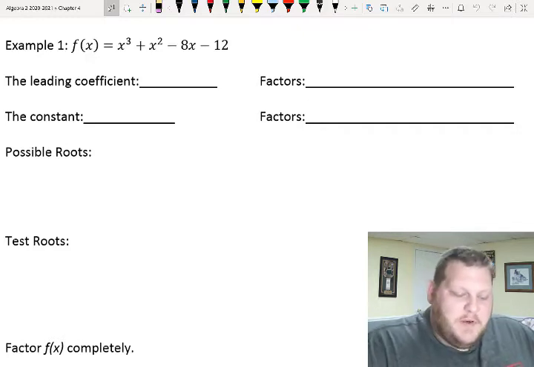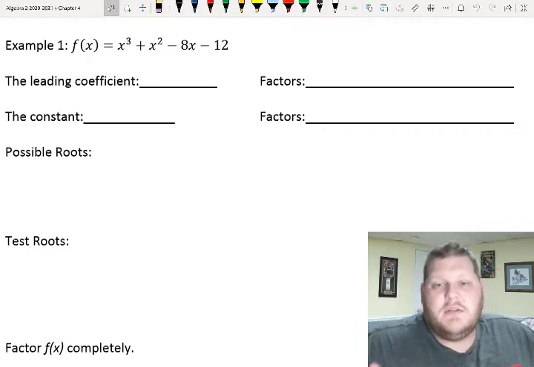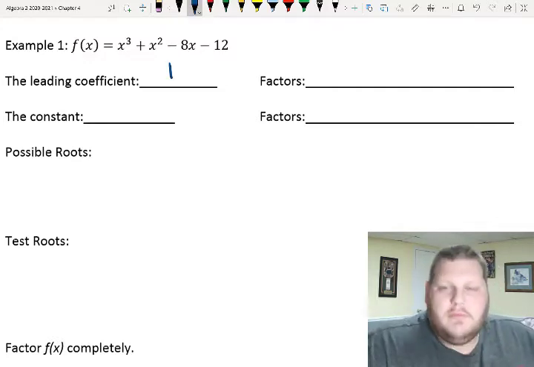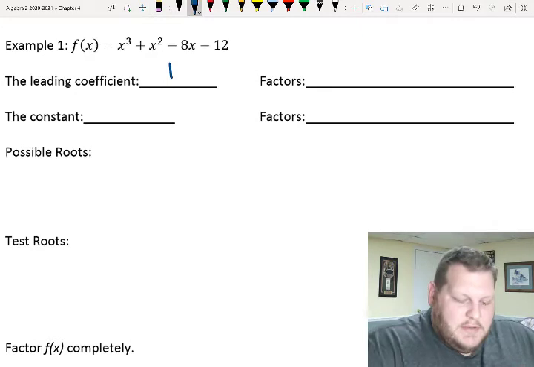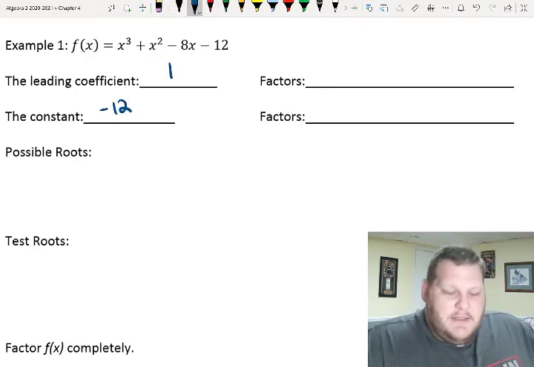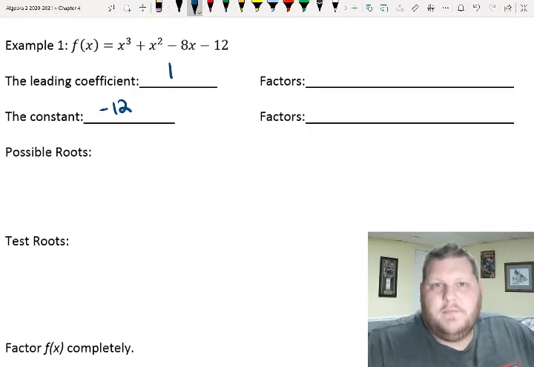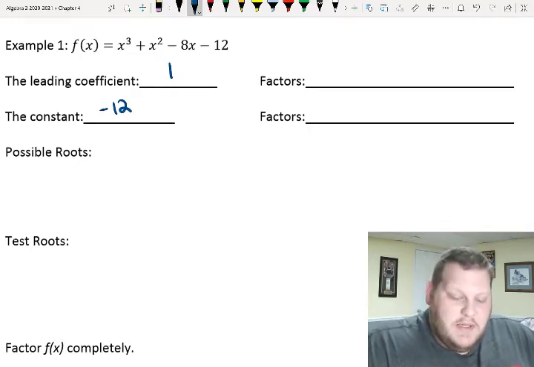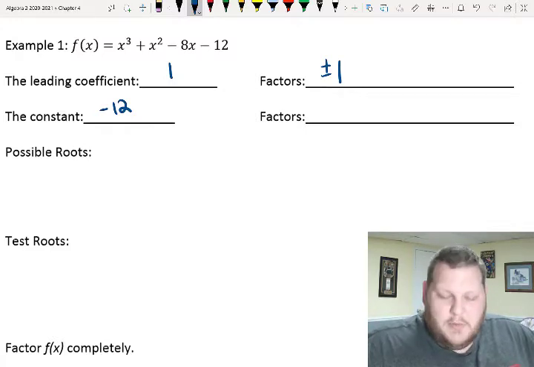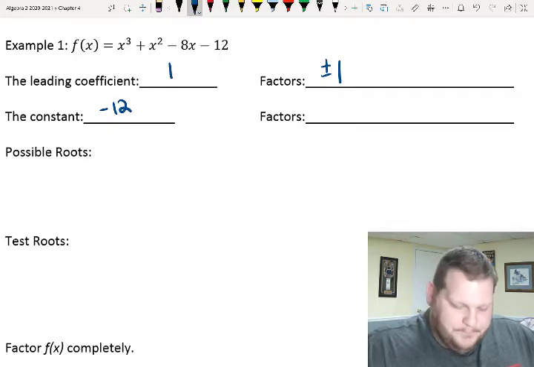So first things first, we have to identify what's my lead coefficient and what's my constant. So in this case, my lead coefficient is just a positive 1 because that's just an x cubed out in front. My constant is negative 12. So if I'm looking at just factors of those things, well, factors of 1 are easy. It's just going to be positive or negative 1, right? Negative 1 times negative 1 is 1. Positive 1 times positive 1 is 1. So my only 2 factors of 1 are 1 and negative 1.